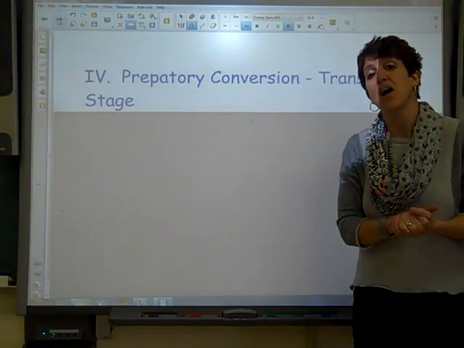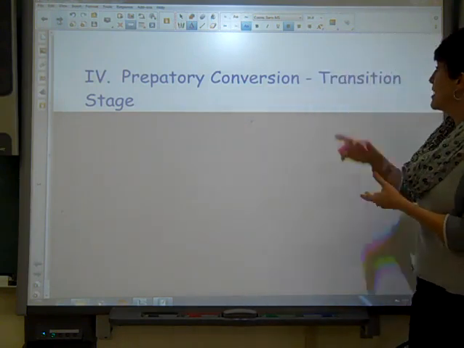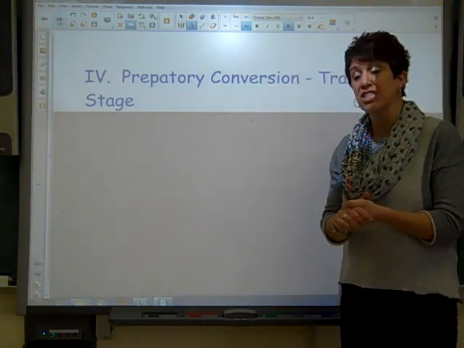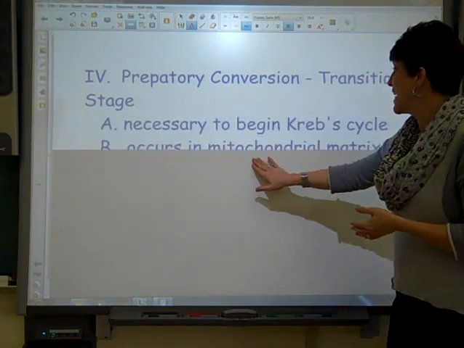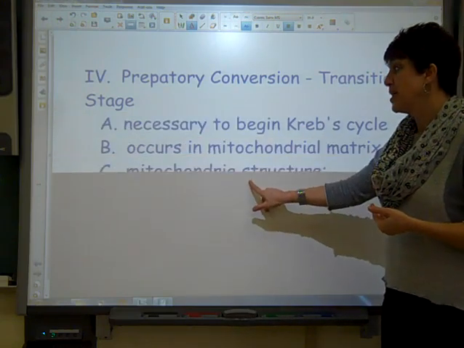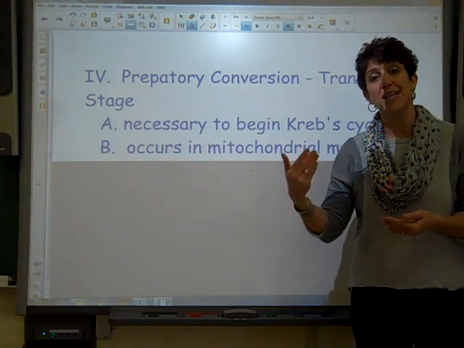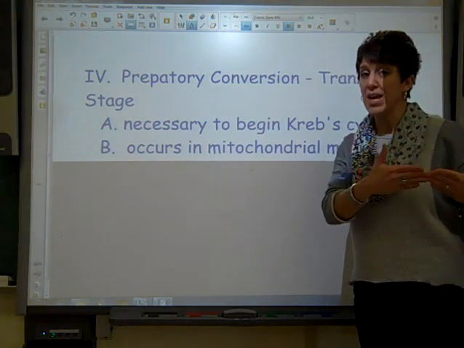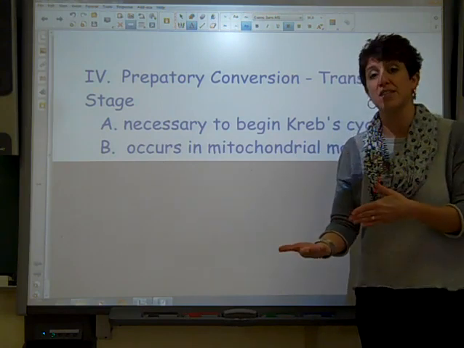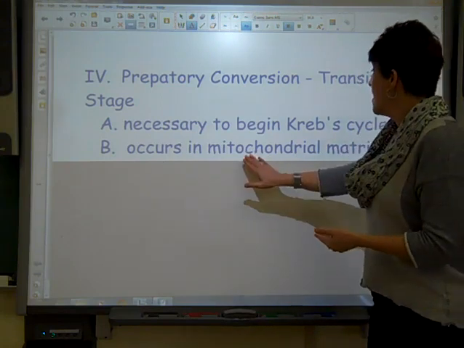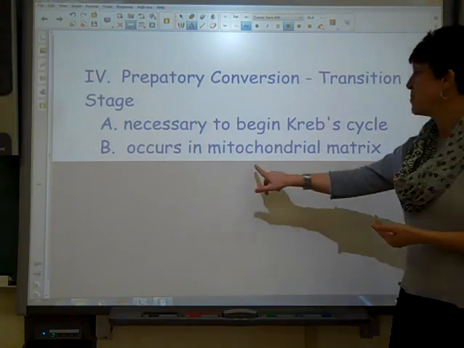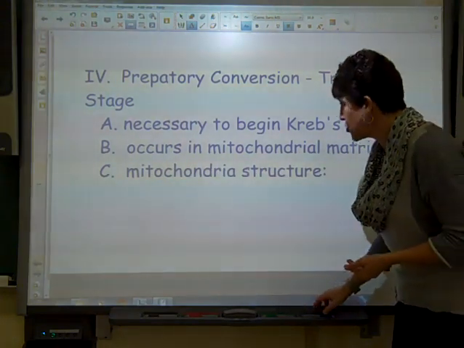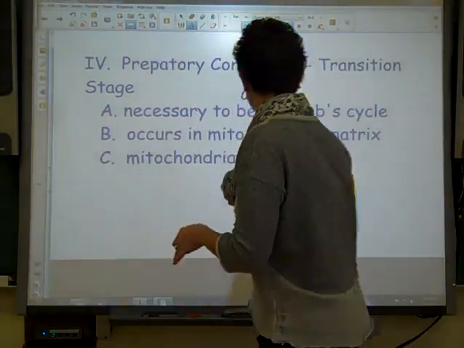So the first step is called the preparatory conversion. Sometimes you'll see it called the transition stage. This is necessary to begin the Krebs cycle because the Krebs cycle uses a substrate called acetyl-CoA, and we have pyruvate. So we have to change pyruvate into acetyl-CoA to start the Krebs cycle. This happens in the mitochondrial matrix, and let me just show you the structure of a mitochondria.